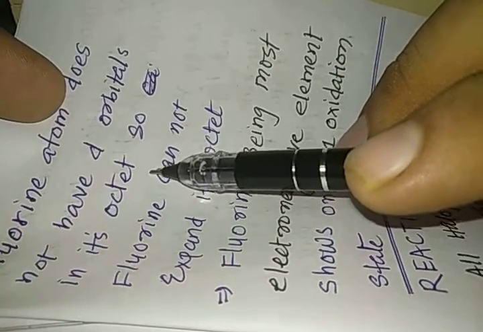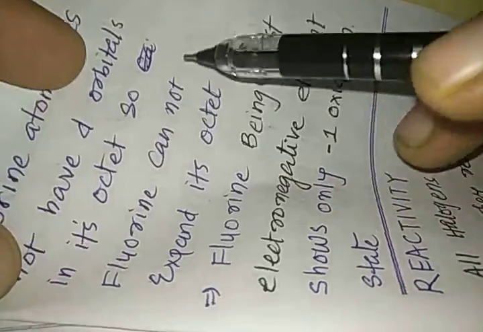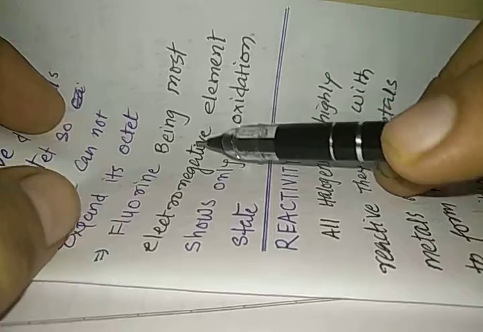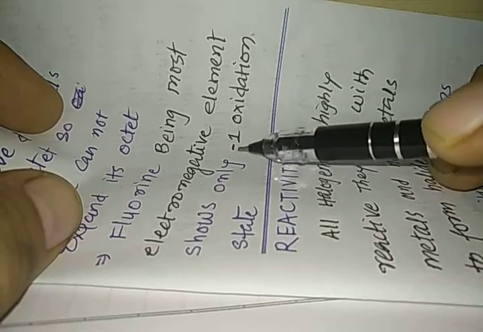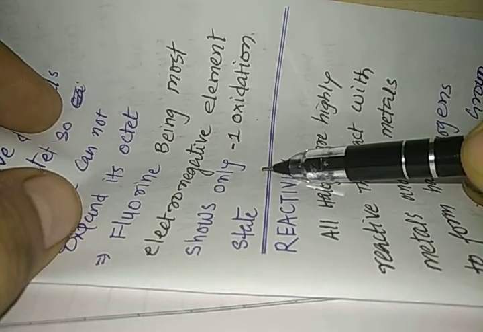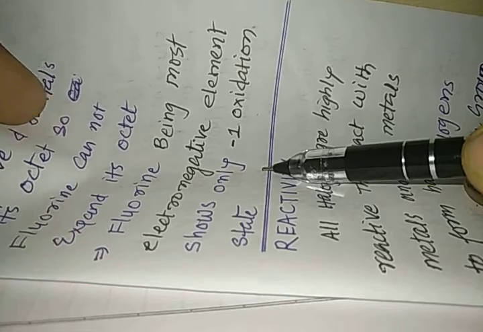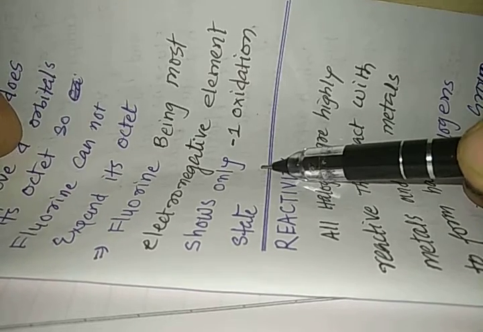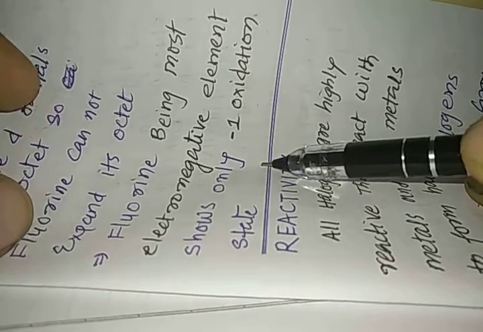Fluorine atom does not have d orbitals in its octet, so fluorine cannot expand its octet. Fluorine, being the most electronegative element, shows only -1 oxidation state. So if you are asked why fluorine shows only -1 oxidation state, you can give this answer. Now we have seen the oxidation state.